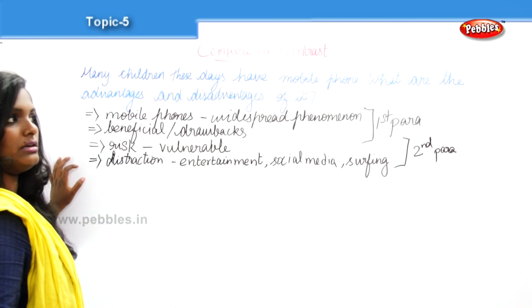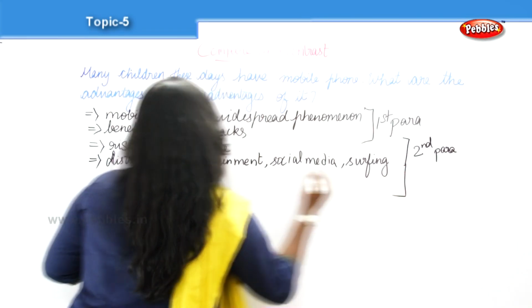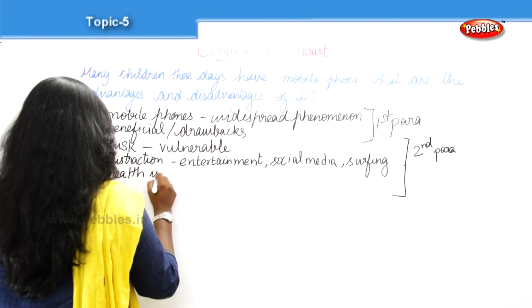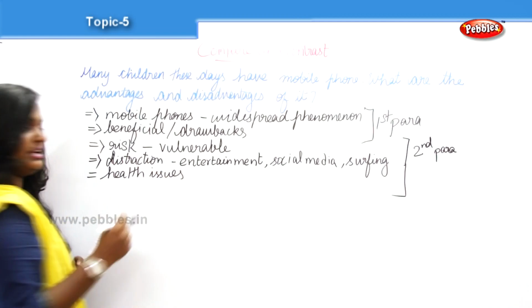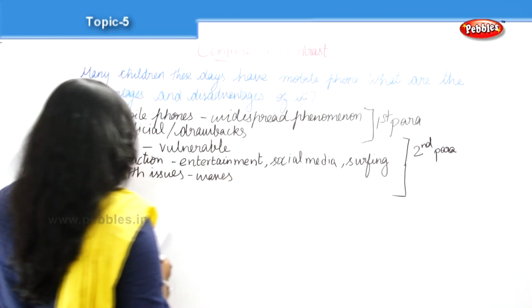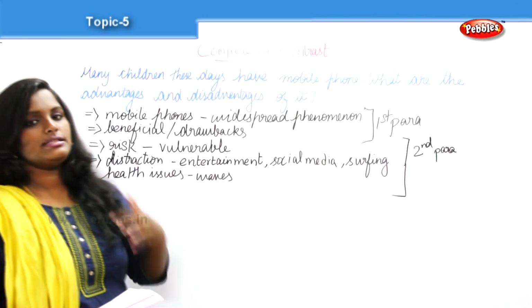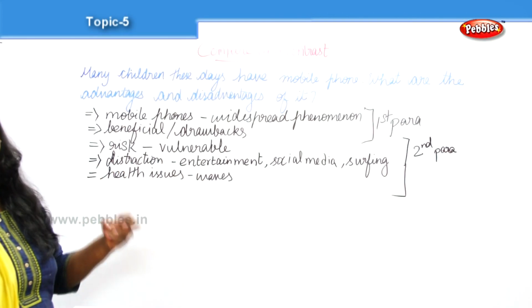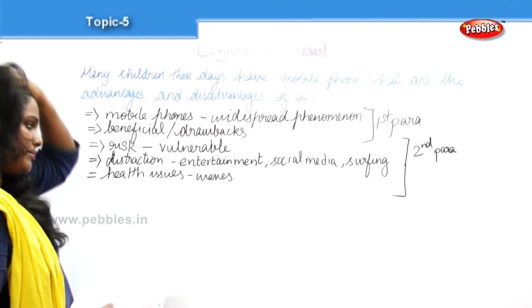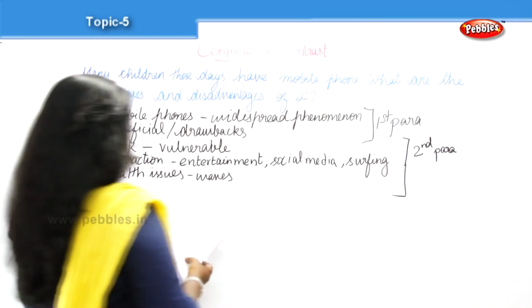Scientifically, it is proven that mobile waves also harm the body. So I think we can add some more to the second paragraph: health issues, because of the radiation, the waves. The main reason it would affect kids more than adults is the vulnerability of the children. Yes, of course adults also get affected, but children are prone to greater harm because of the height of vulnerability.